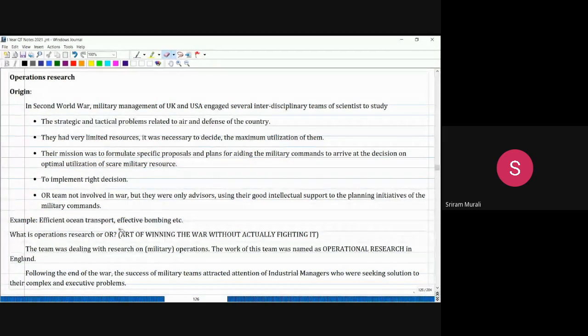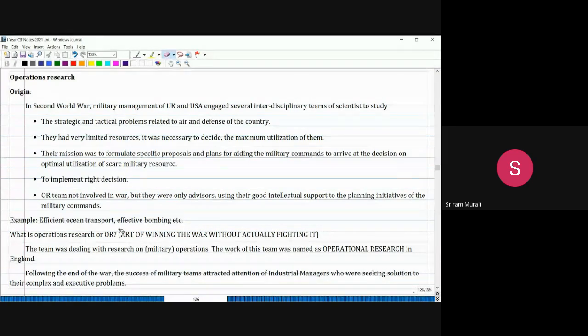So it was slowly attracted by industrialists: LIC, Tata Iron and Steel, Indian Railways, Indian Airlines, where they are using only this OR technique to optimize their returns. So by that time, as I said, they wanted to reduce the usage of these two, men as well as material, to win the war. In the same way, nowadays, we want to give a minimum investment with more returns and minimum risk.